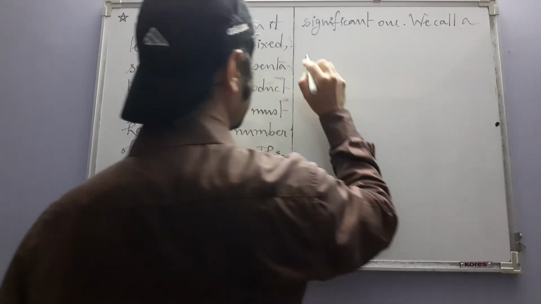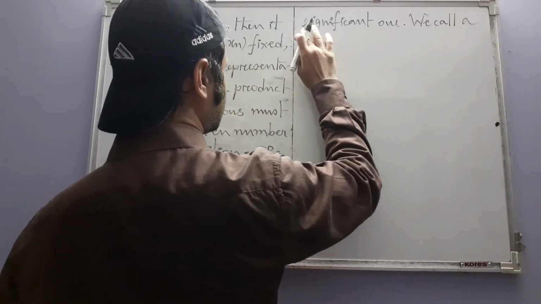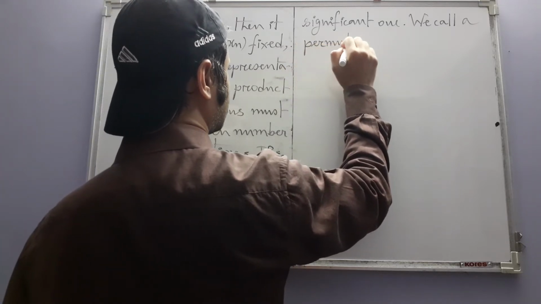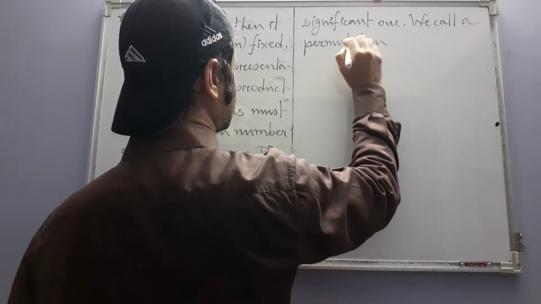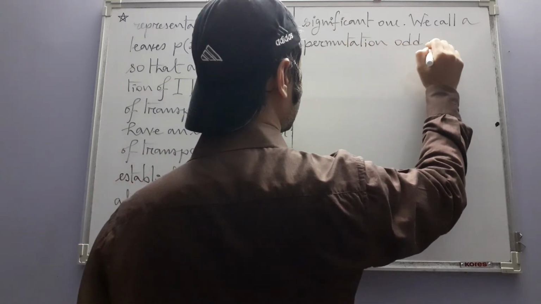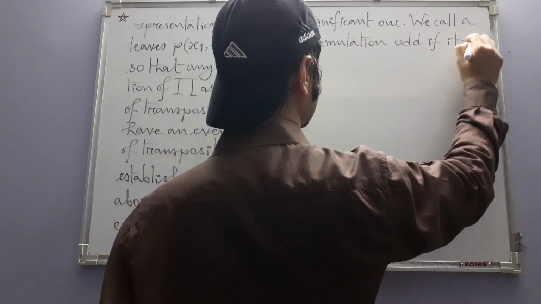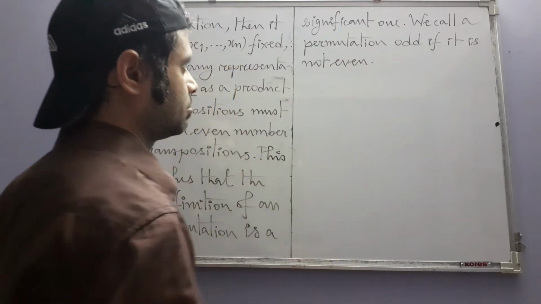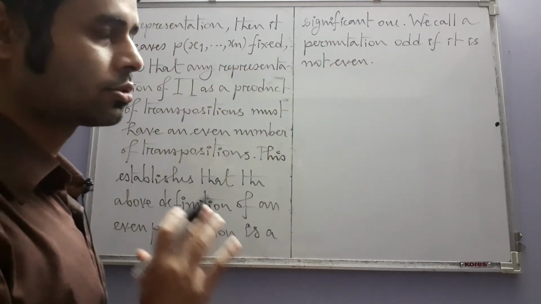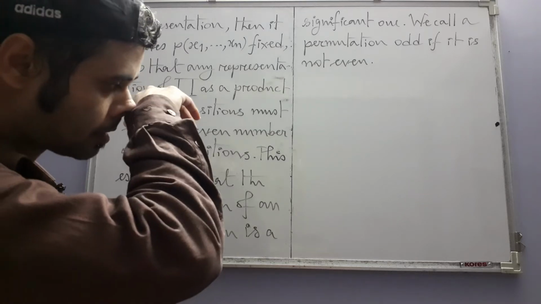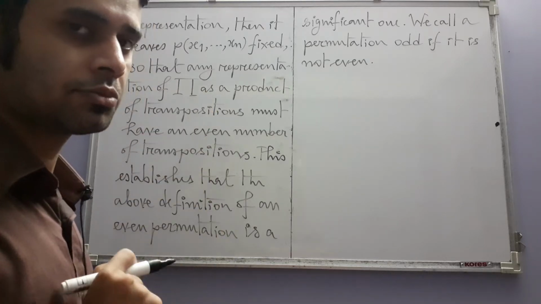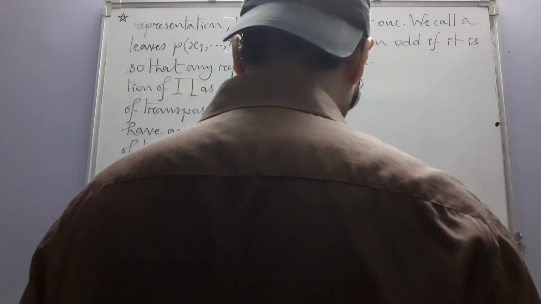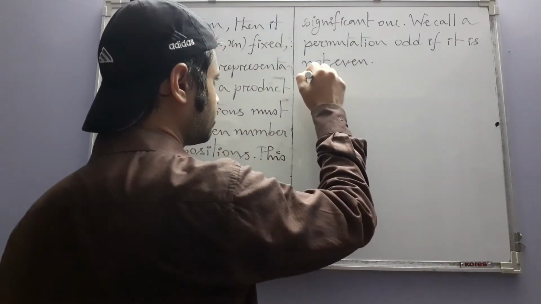We call a permutation odd if it is not even, and these are precisely those permutations which are expressible as a product of an odd number of transpositions. And because of this even-odd thing, the following facts are now clear.